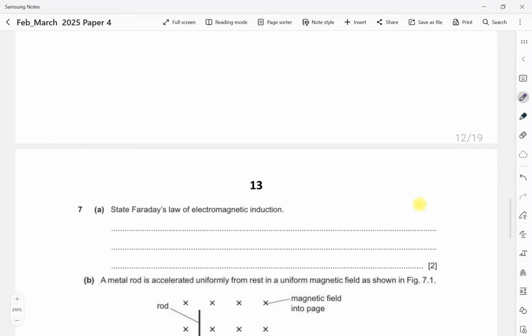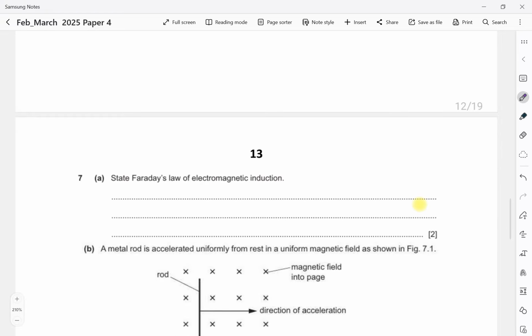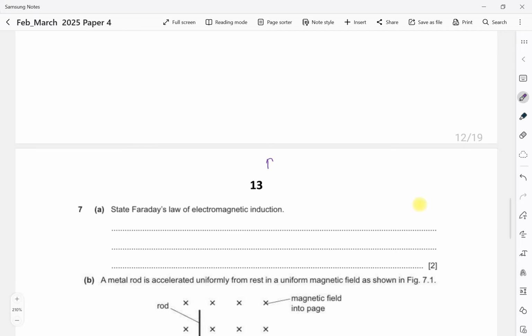This is component 4.2, physics 9702. I think this is going to be part 4, and I want part 4 to be questions 7 and 8.